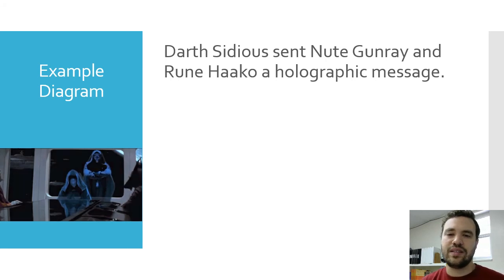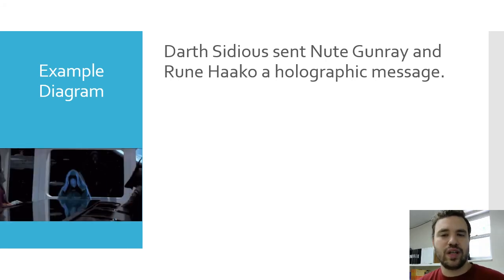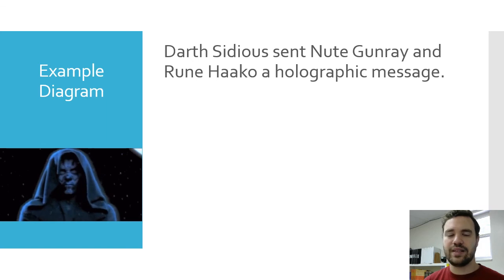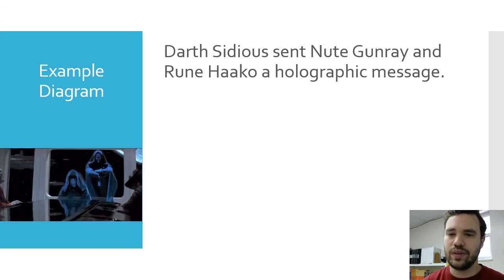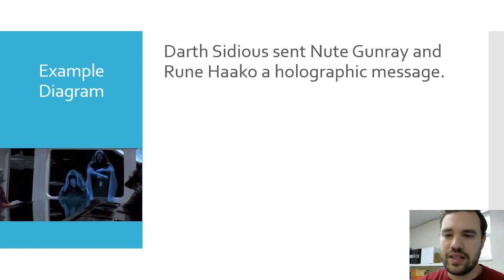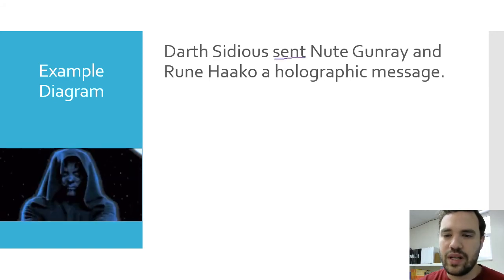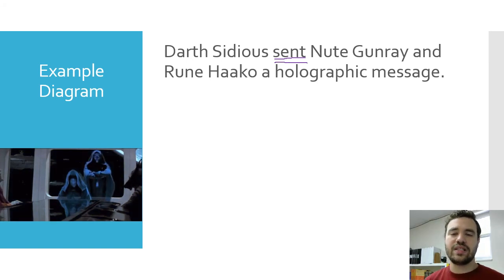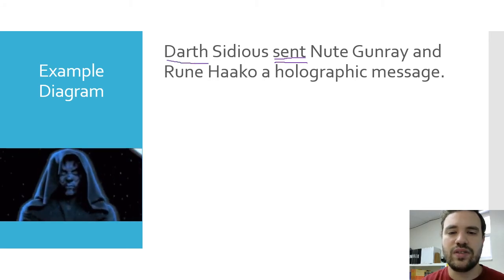Here we've got the sentence, Darth Sidious sent Newt Gunray and Rune Hako a holographic message. All right, this may seem like a lot to start out with, but let's break it down. It's actually quite simple. So let's look for our verb, our action word. Pretty easy to find. We've only got one in the sentence, and that is sent. Then we're going to say who sent or what sent. There's an answer to who, Darth Sidious. So Darth Sidious is our subject.